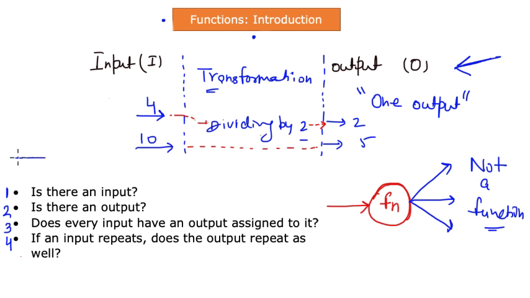First, for any given data set, you always check, is there an input? And the answer has to be yes. If it is no, you stop right here. Is there an output? The answer also has to be yes. Does every input have an output assigned to it? It also requires an answer of yes. And finally, does the output repeat if the input repeats? And the answer to this has to be yes. The moment you see these 4 yeses in these questions, you will say that that respective tabular data or that respective process is a function. Okay, so let us go through some examples to best understand these questions.